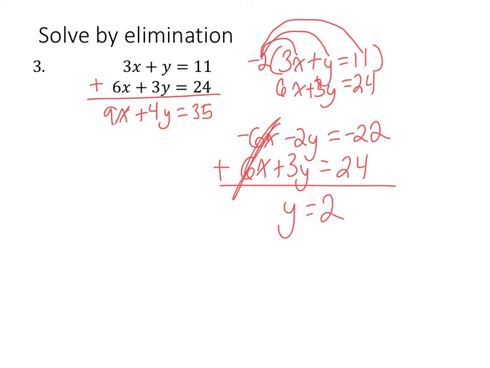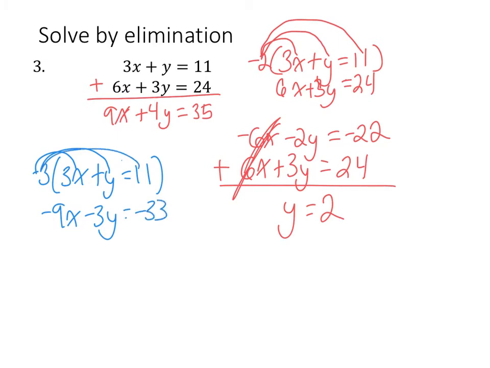Okay. While we're here, I'm going to show you if I multiply by -3, I would get the same answer. So if I multiply my equations by -3, multiply my top one. So -3 times 3x will give me -9x. -3 times 1 will give me -3y. -33.